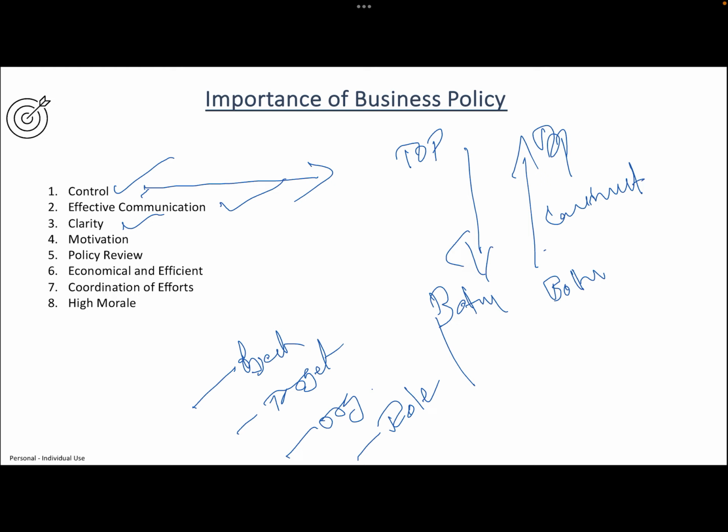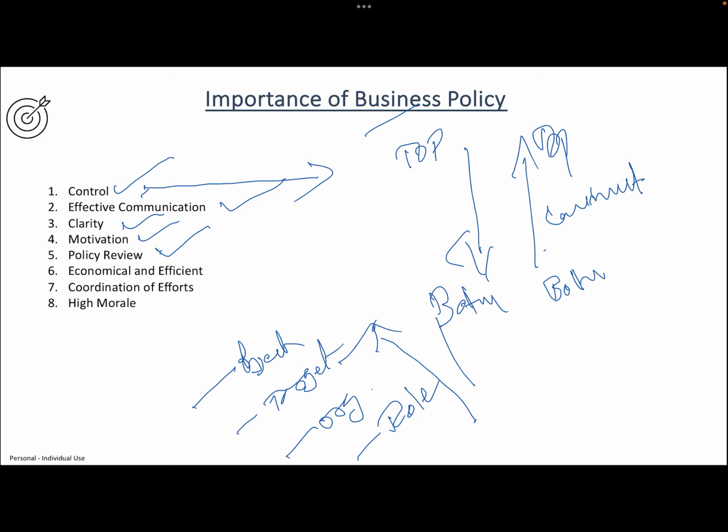Everything will be properly defined. There will be clarity once the business policy is made. That's why we need a business policy in place. Then it motivates everyone because they know their target. It helps them to reach that target. So a business policy acts like a motivational tool for them.